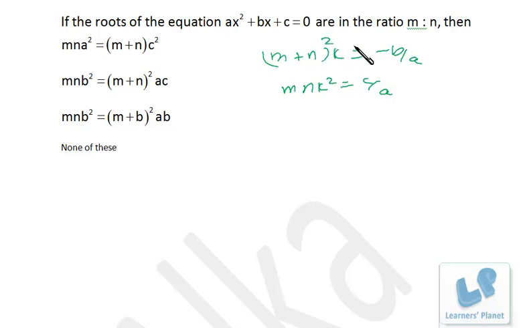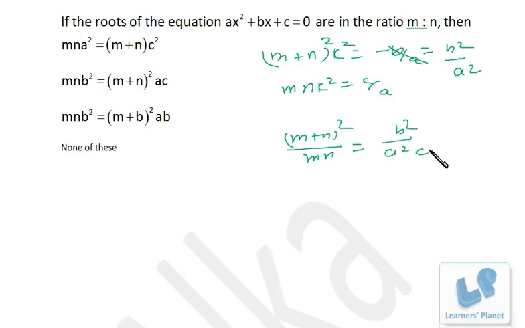So m plus n whole square k square is equal to b square by a square, right? If I divide this equation by this equation, I'll get m plus n whole square by mn is equal to b square by a square divided by c by a, right? So m plus n whole square ac is equal to b square mn.